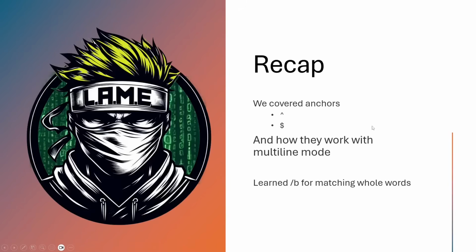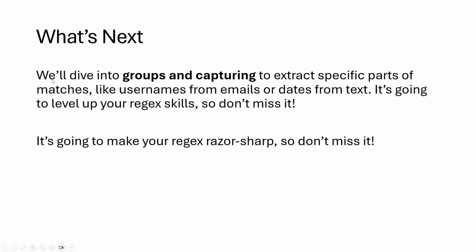Let's recap. Today we covered anchors: caret for the start of a string, $ for the end, and how they work with multiline mode. We also learned \b for matching whole words only. Plus, you got a challenge to match error lines with a timestamp. Next episode, we'll dive into groups and capturing to extract specific parts of matches, like usernames from emails or dates from text. It's going to level up your regex skills, so don't miss it.